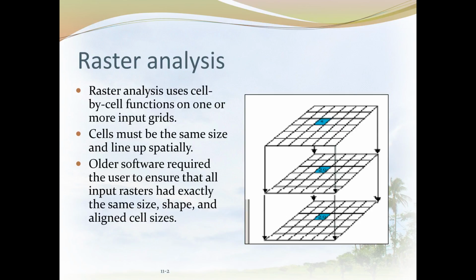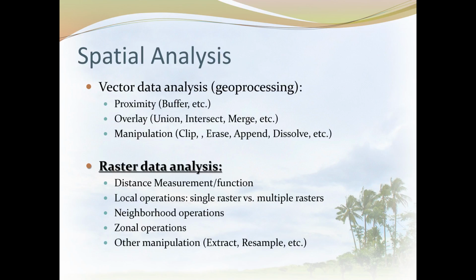So raster analysis uses cell-by-cell functions on one or more input grids. So like here, if we have input, we could have output. So the cells must be the same size and line up spatially. And older software required the user to ensure that all input rasters had exactly the same size, shape, and aligned cell sizes. So now, even for me, I don't really check.